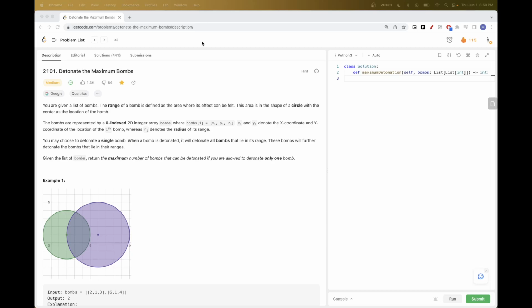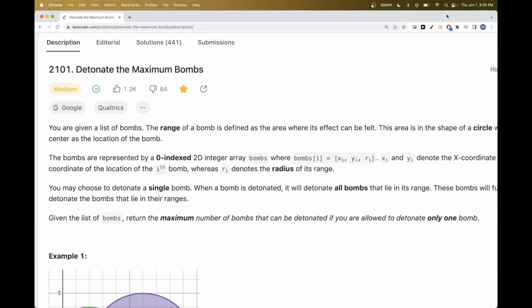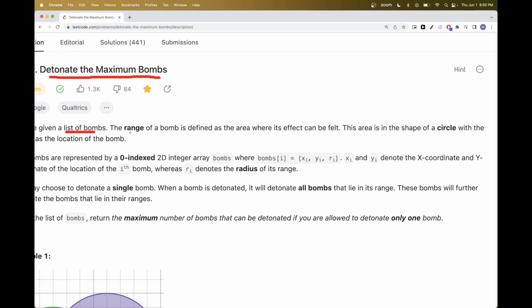Hello, so today we are going to do this problem, which is part of the Leetcode Daily Challenge, June 2nd, I think. So the problem is Detonate the Maximum Bombs. Basically we have a list of bombs, and the range of a bomb is defined as the area where the effect of that bomb can be felt.